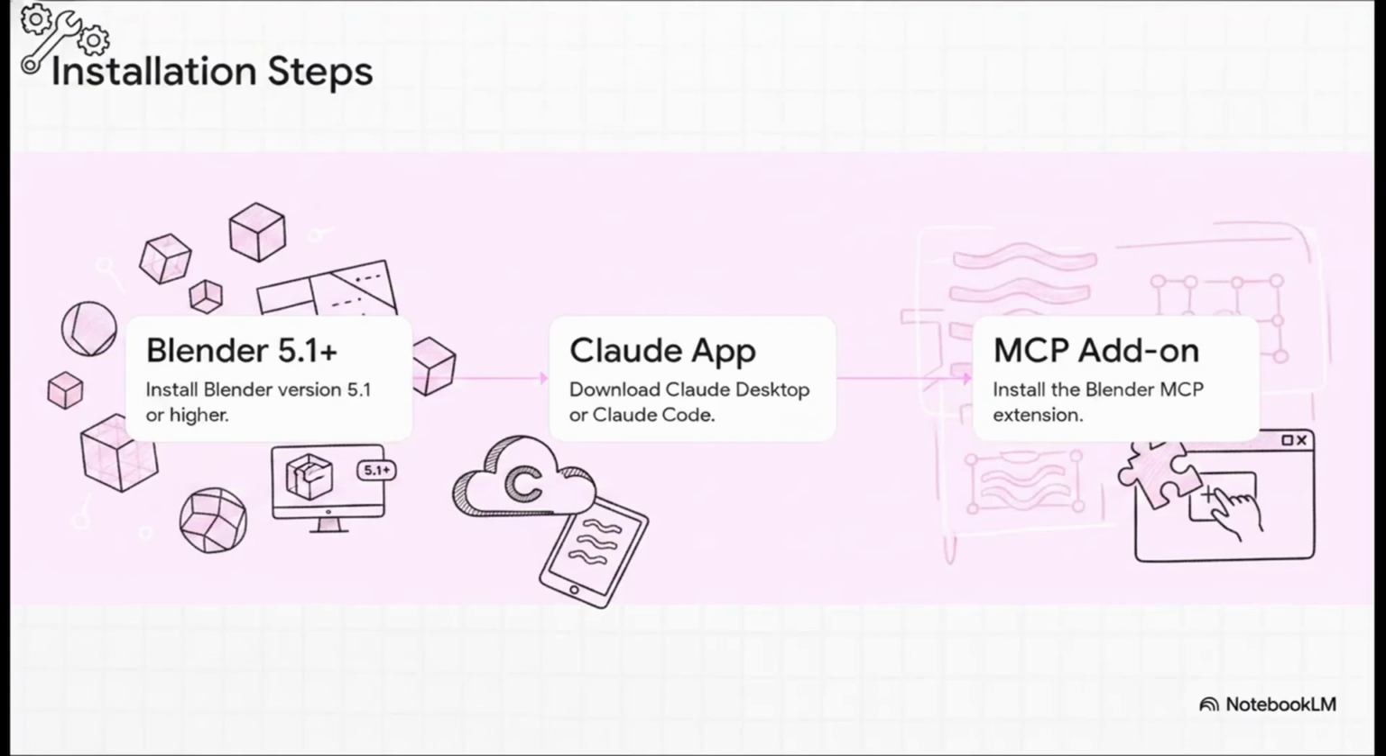Moving right along to Section 2, the 5-minute setup. You might think this requires a computer science degree, but the creator actually condensed the setup into 3 super quick steps. First up, just make sure you're running Blender 5.1 or higher. Then, grab the Claude desktop app or Claude Code. Finally, just drag and drop the MCP extension right in your workspace. Literally, that's it. So user-friendly.